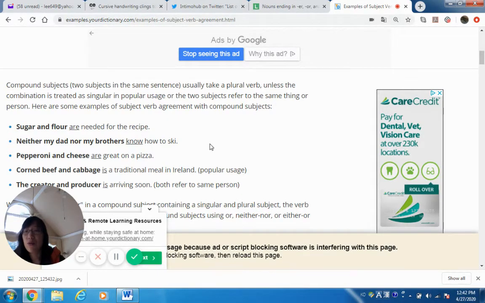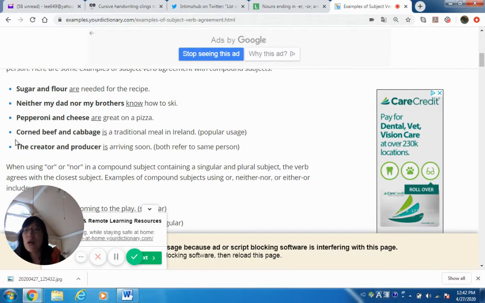Here's a good example. Corned beef and cabbage is a traditional meal in Ireland. So this is a usage. Corned beef and cabbage is, like we consider this as one. They're together all the time. That's why we use the verb is here. Just like the creator and producer is. It says both refer to the same person. So this is confusing, but you don't have to focus on this. You can use either one. They'll understand.